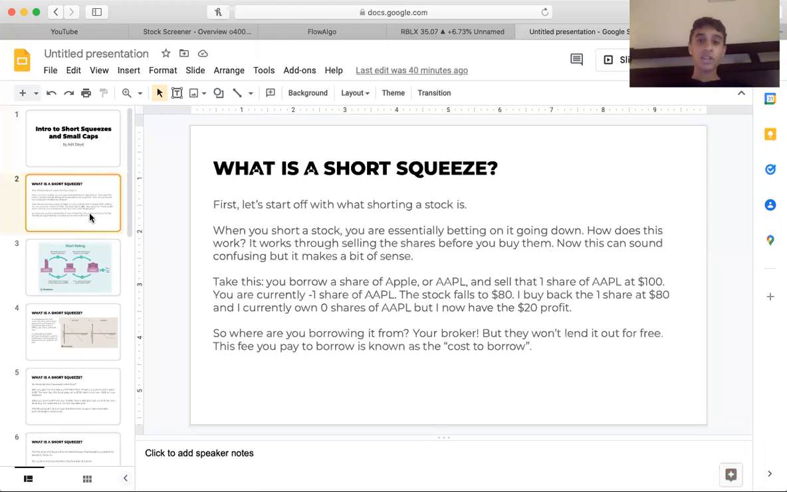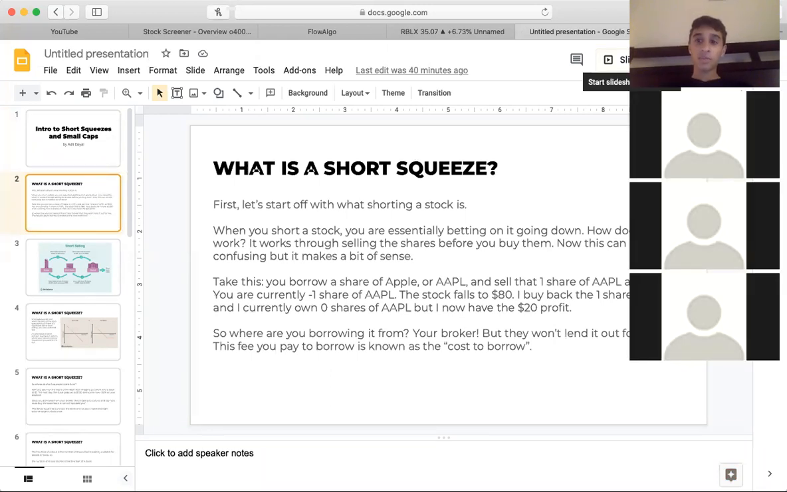First thing, what is a short squeeze? To understand what a short squeeze is, you have to start off by understanding what shorting a stock is, because how does shorting a stock cause a short squeeze? How does it make it go up? When you short a stock, you're essentially betting on it going down. But how does it work? It works by selling the shares before you actually buy the shares.